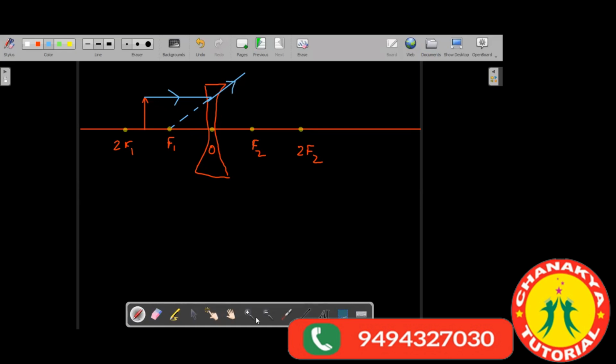Now the second ray of light we take to be passing through the optic center. The two light rays do not actually meet at any point, but they do appear to meet between O and F. At a place between O and F, the two rays of light appear to meet. So we will have the formation of the image between O and F. Can you draw the ray diagram for this?